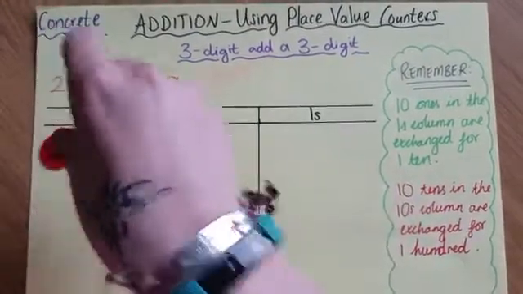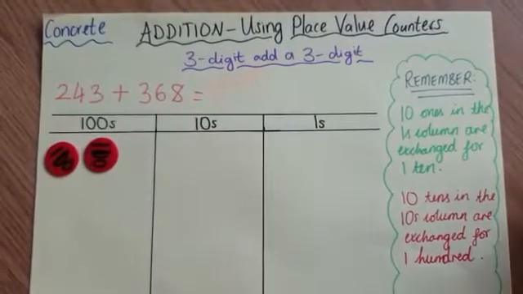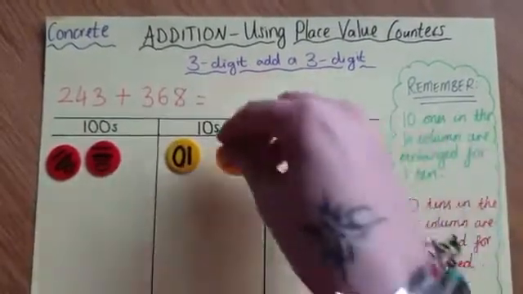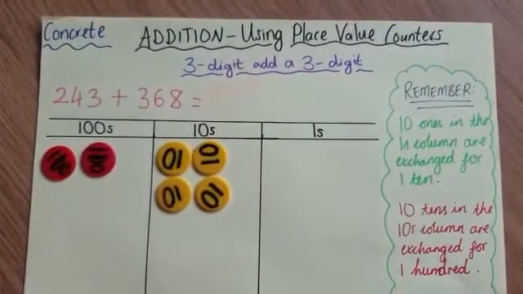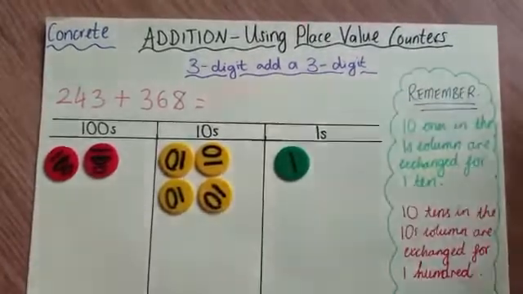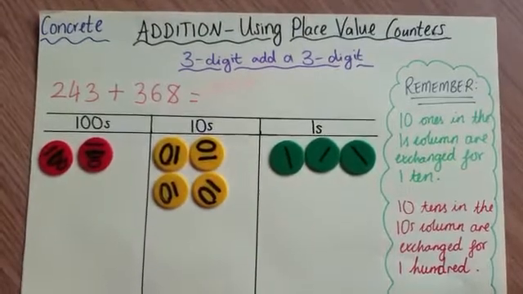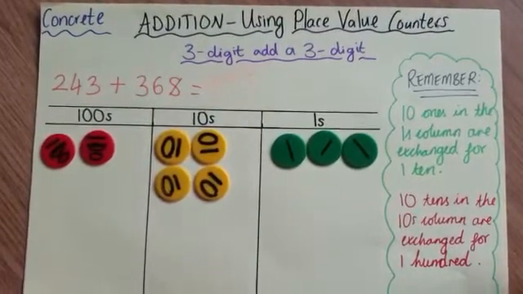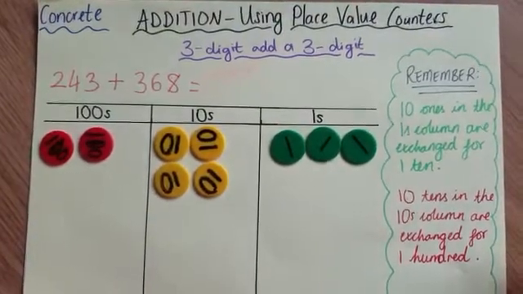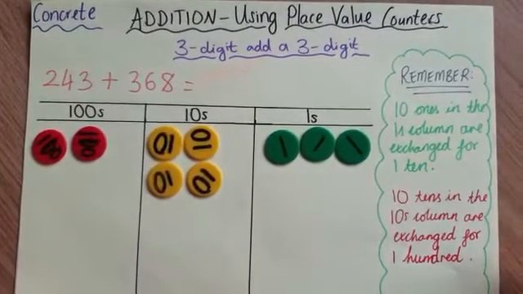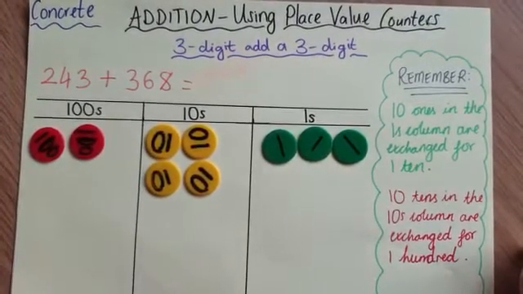243. So I've got 100, 200, and now I need my 4 tens, 10, 20, 30, 40, and my 3 ones. 1, 2, 3. And you can encourage the children to write the numbers on the counters if they haven't already got them on there. So that will be easier for them to recognise where the ones, the tens and the hundreds are when they are adding them up to work out the answers.